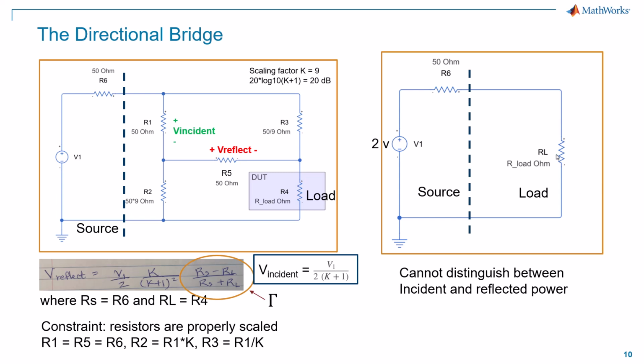Now, if RL were smaller or larger than 50 ohms, then we would have reflected power, and we would not be able to simply measure a voltage across RL to tell what is the incident power and what is the reflected power, because they would all be together. It would be a combined effect. If we wanted to distinguish what was incident upon the load versus what came back from the load, we would need something like the directional bridge structure or a directional coupler. So in this case, we're using the directional bridge.